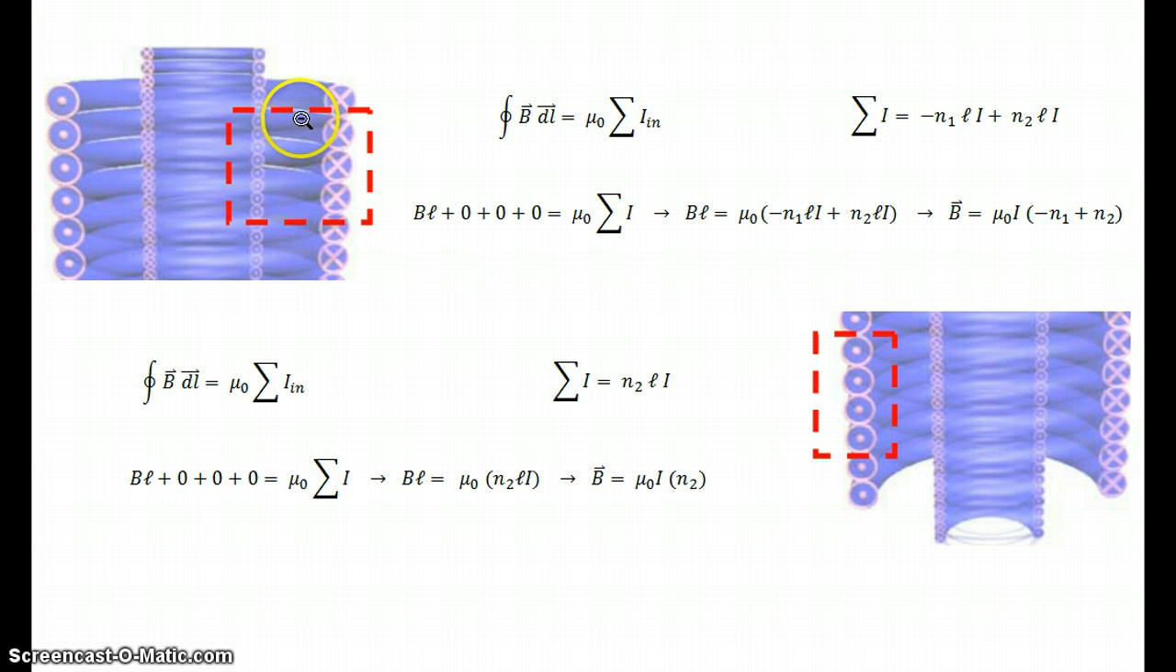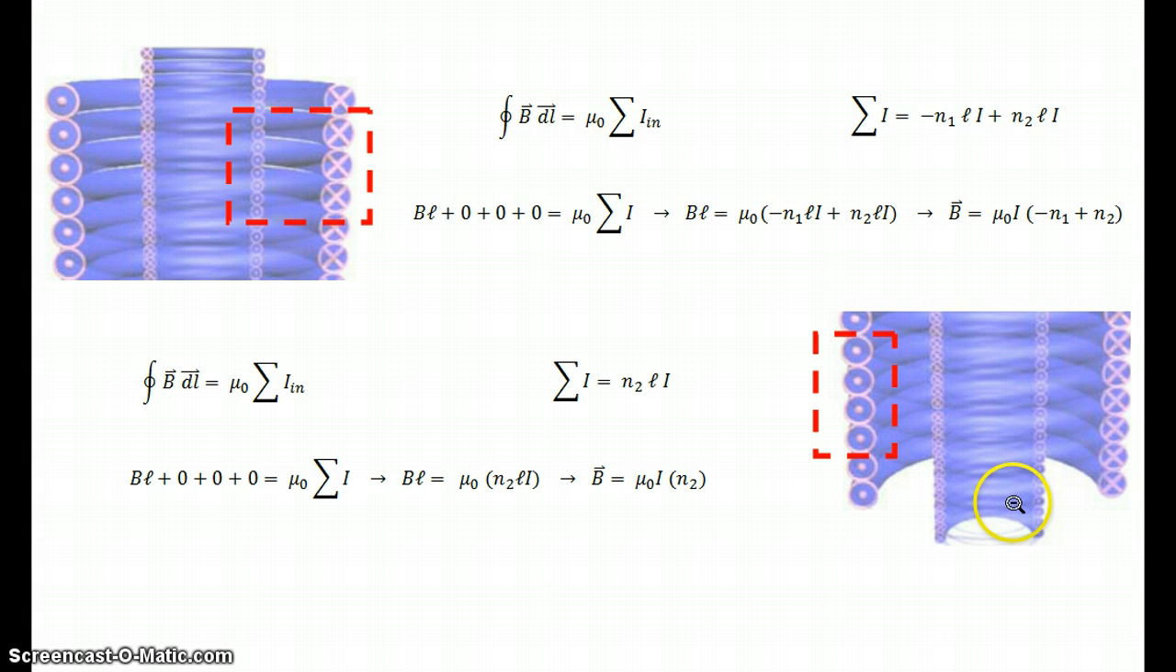The contribution of the top and the bottom are 0 because B is perpendicular to dl. Therefore, B dot dl equals 0. The right side of this path equals 0 because there is no magnetic field on that side, which means that the closed integral of B dot dl equals just BL. But really, BL actually equals mu naught times the sum of the current inside, which I have already determined this component to equal this value. Therefore, I can solve for the magnitude of the magnetic field to get this equation for this region.